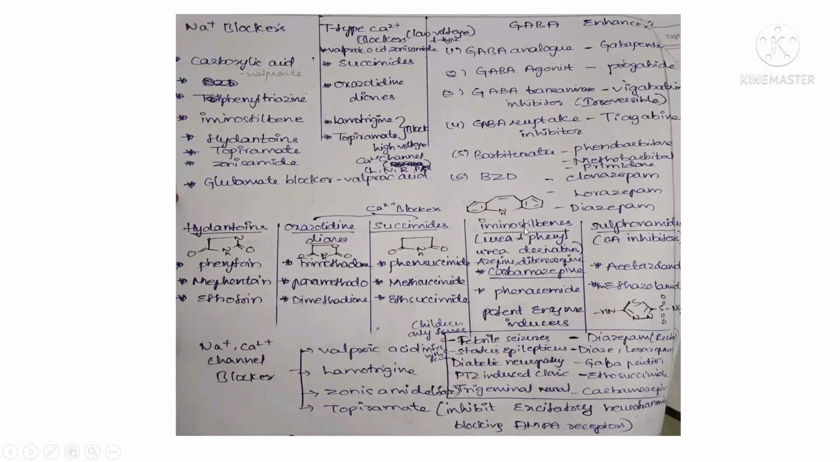Heterocyclic rings present, and then iminostilbenes. This is a structure, pyridine and two benzene rings. So they are also called urea and phenylurea derivatives, or azepine and dibenzazepine. Okay. So the drugs are carbamazepine, phenacemide, and then sulfonamides. Okay, these are carbonic anhydrase inhibitors, sulfonamides: acetazolamide and ethoxzolamide. This is the structure. So just remember this main structure. You remember the main ring present in that compound.